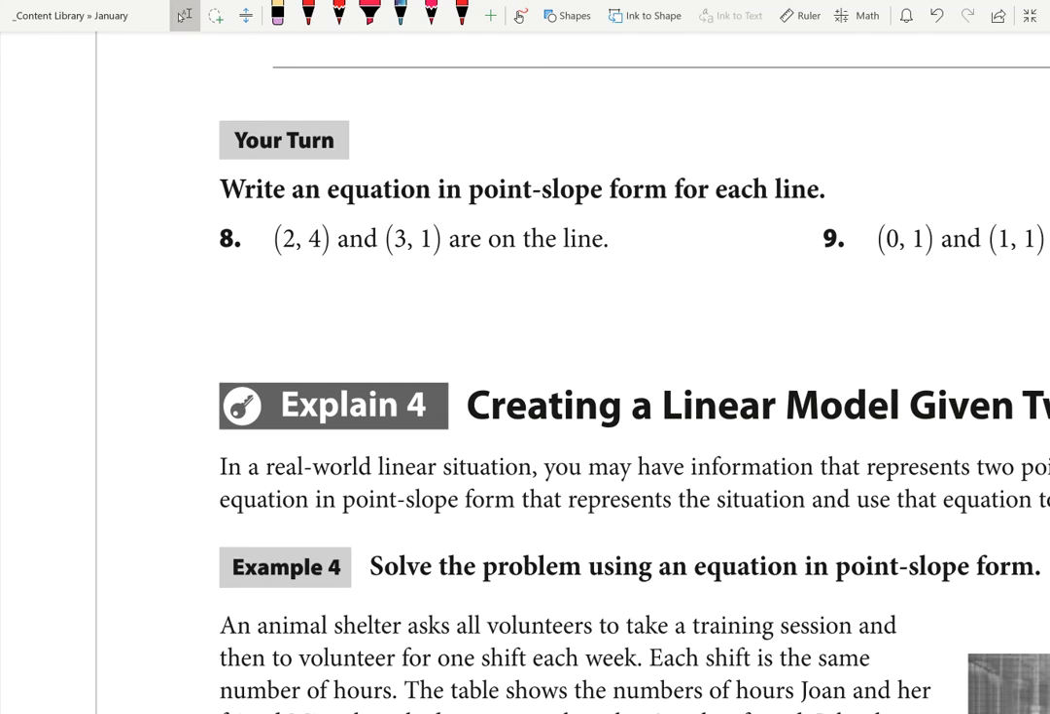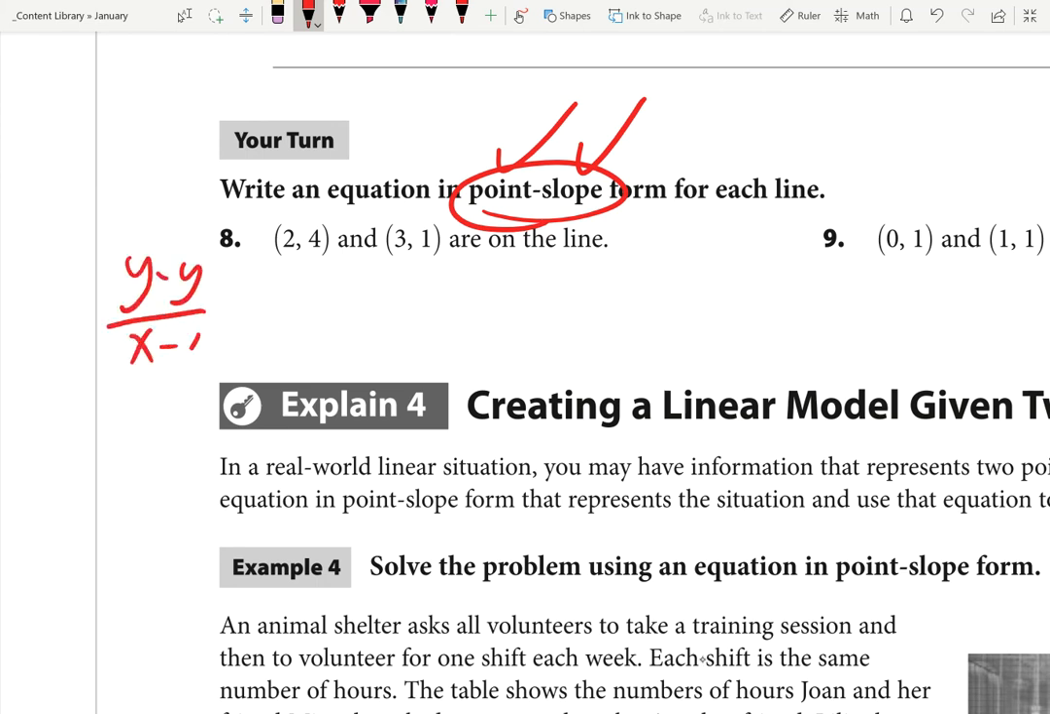So remember, to write this in point-slope form, I need a point, which I have 2 of, so that's not a problem, and a slope, which I have to calculate. So the slope, remember, is y minus y over x minus x. It's going to start out as a fraction. So our y values are 1 and 4. So we're going to subtract those. I always like to do the second point minus the first. So let's do 1 minus 4.